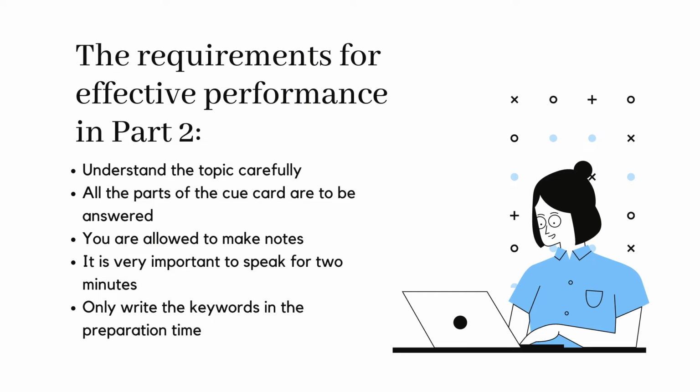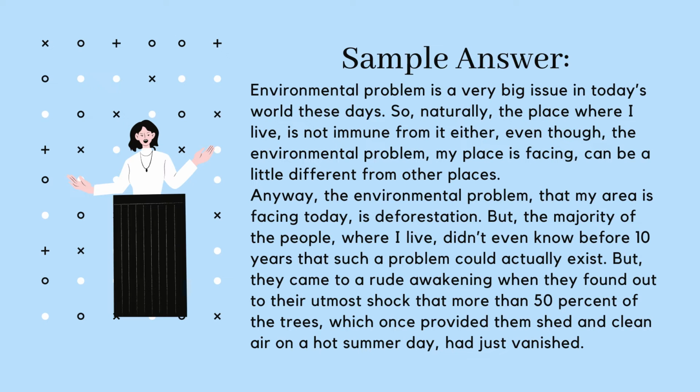So, to start with the description of the first cue question, that is what the problem is, the sample answer is, environmental problem is a very big issue in today's world these days. So, naturally, the place where I live is not immune from it either. Even though the environmental problem my place is facing can be a little different from other places. Anyway, the environmental problem that my area is facing today is deforestation.